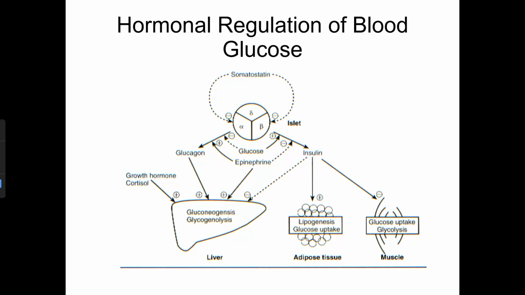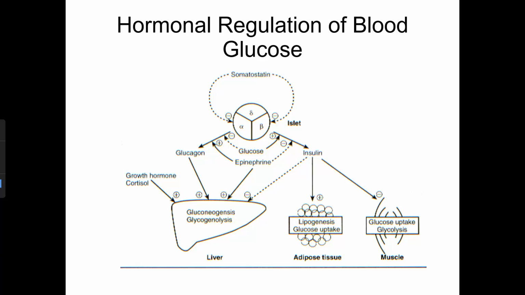So then this is just a diagram that kind of shows you glucose, epinephrine, the islet cells, alpha, delta, beta cells, how somatostatin has a negative regulatory effect on the alpha and beta cells, and it's released by the delta cells. And then you can see the positives and negatives of what each hormone does.